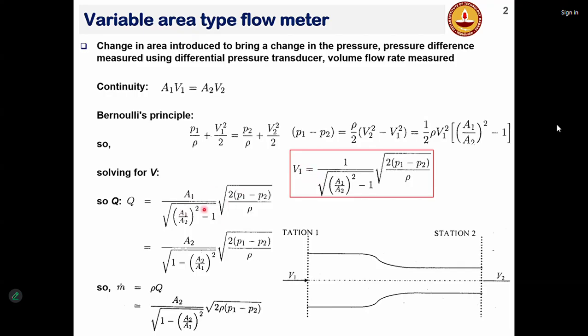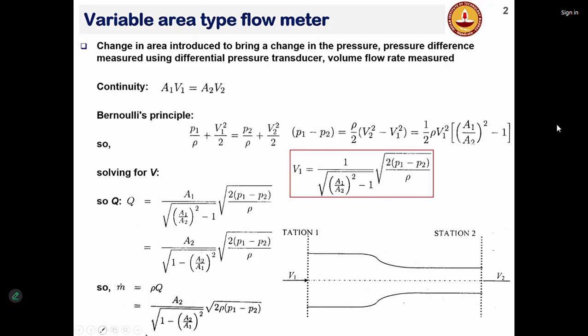And A1 V1 can also be written as A2 V2. So if you know V1, you can find V2 in terms of A1 and A2. And if you multiply by A2, that will be A2 into V2. So there are different ways: either you can multiply A1 with V1 or A2 into V2. Both will give you the flow rate Q.